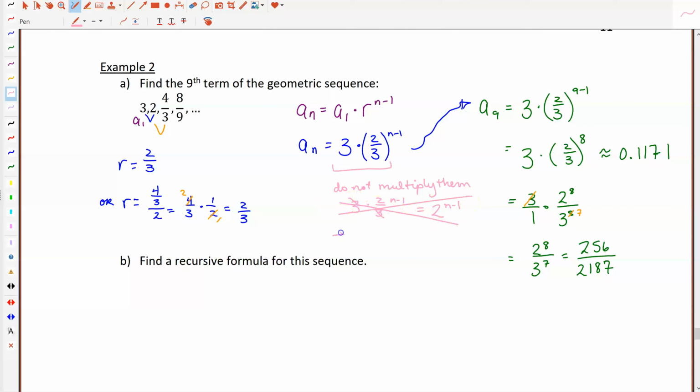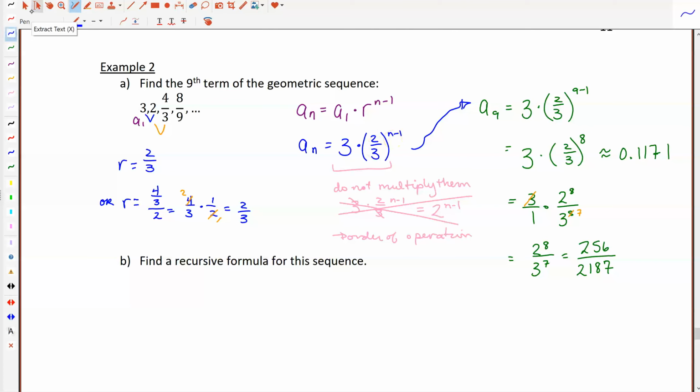You have to follow the order of operations. That exponent on that 2/3 is more important than this multiplying by 3. So just keep that in mind for these types of problems, what that exponent is actually attaching to.